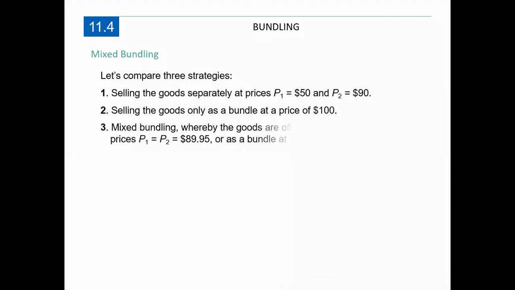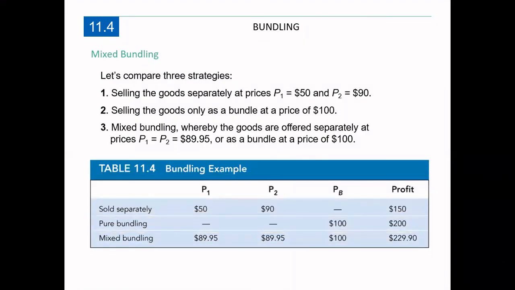Mixed bundling is the last thing that we have. Let's compare three strategies: selling goods separately, with a price of 50 and another price of 90; selling the goods only as a bundle at 100; or mixing the bundle together so you can have it at $100. You can see here sold separately 50 and 90, and 89 and 89, which are the different price strategies. But if I set a bundle, this will create more profit for me. So mixed bundling is one of the best practices in real life to have more market and more profit.